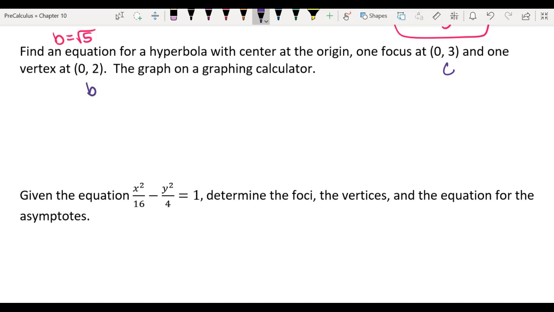Okay, my focus is on my y-axis, so that means y comes first, so it's going to be y squared over b squared minus x squared over a squared equals 1.